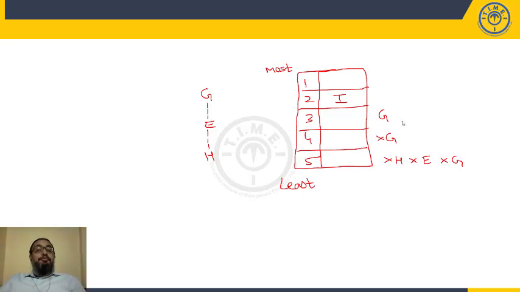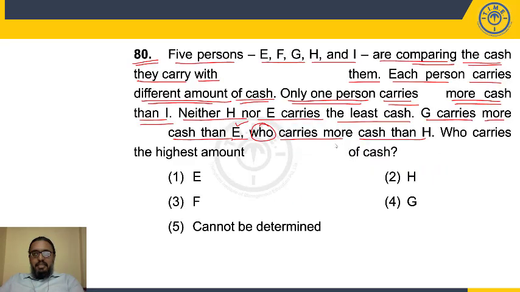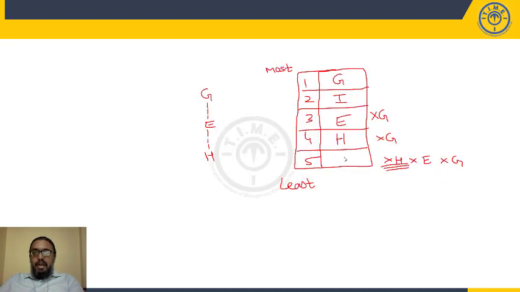But what will happen if G comes in the 3rd, then E will come in the 4th and H has to come in the 5th. But we have already eliminated H in the 5th because neither H nor E carries the least amount of cash. So G cannot be there in the 3rd position also. Elimination always works. So the only position for G is 1. Then after that you get E, then after that you get H. So H cannot be in the 5th position. Got it? And the remaining person is F. So F carries the least amount of cash.